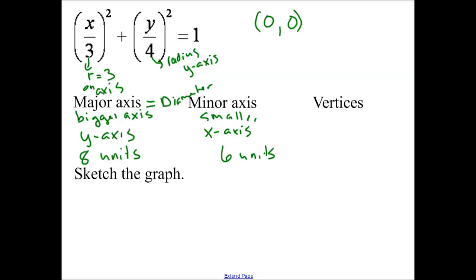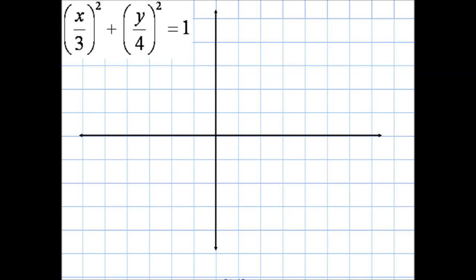Okay, come back to the idea of vertices, because we have major vertices and minor, but let's graph this. You start out with the center, which is 0, 0. This tells me to go 3 units in the x: 1, 2, 3, put a dot; 1, 2, 3, put a dot. The y wants you to go 4: 1, 2, 3, 4, put a dot; 1, 2, 3, 4, put a dot. So these are the vertices.